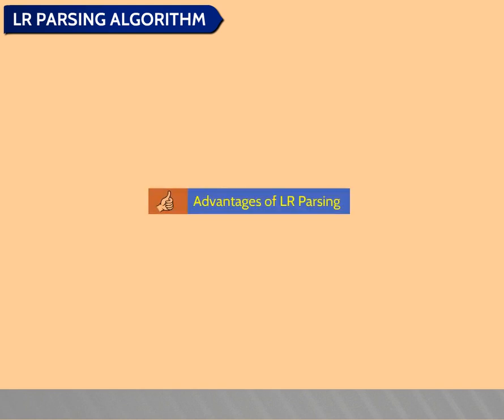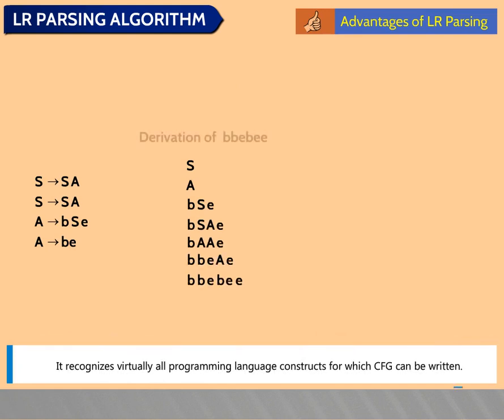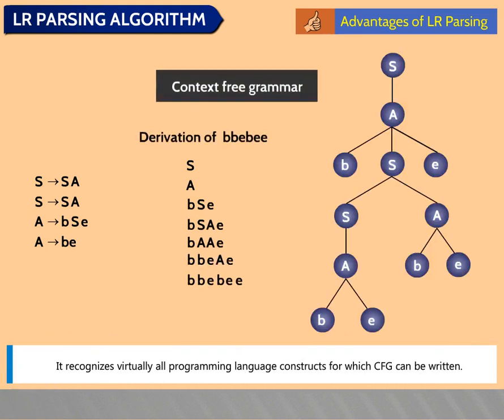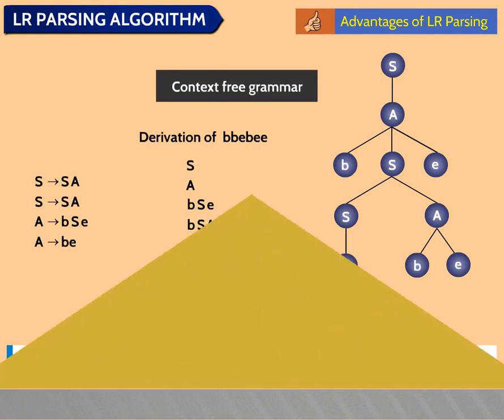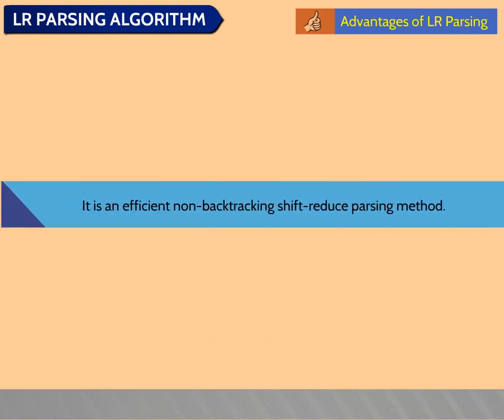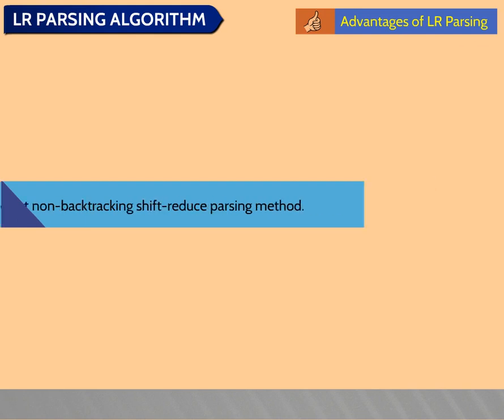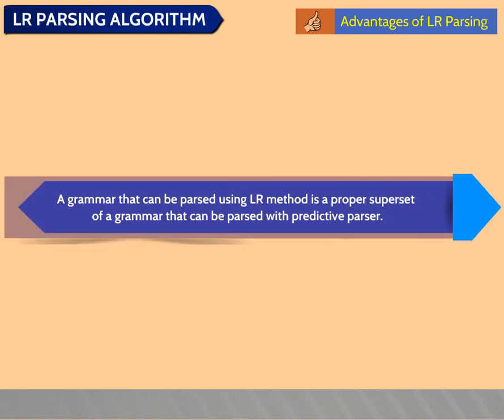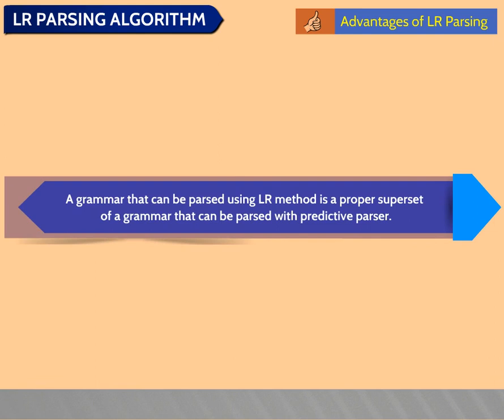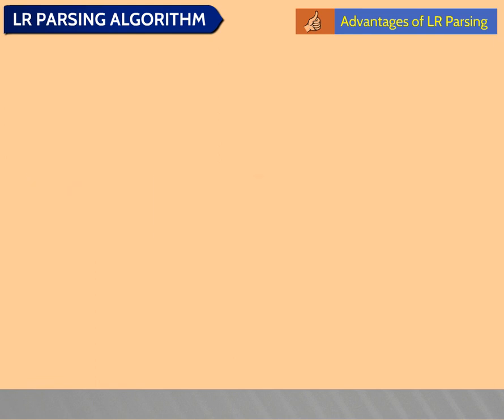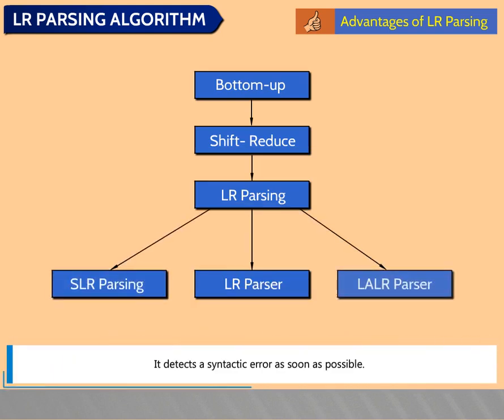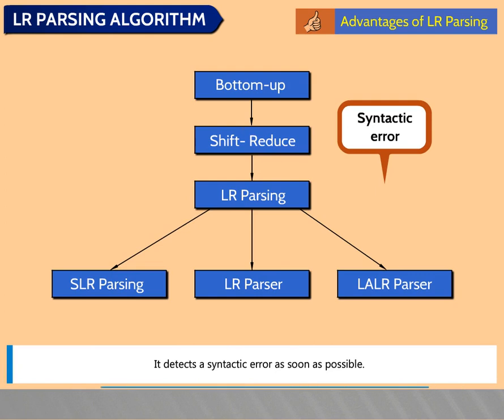Advantages of LR parsing. It recognizes virtually all programming language constructs for which a CFG can be written. It is an efficient, non-backtracking shift-reduce parsing method. A grammar that can be parsed using the LR method is a proper superset of a grammar that can be parsed with a predictive parser. It detects a syntactic error as soon as possible.